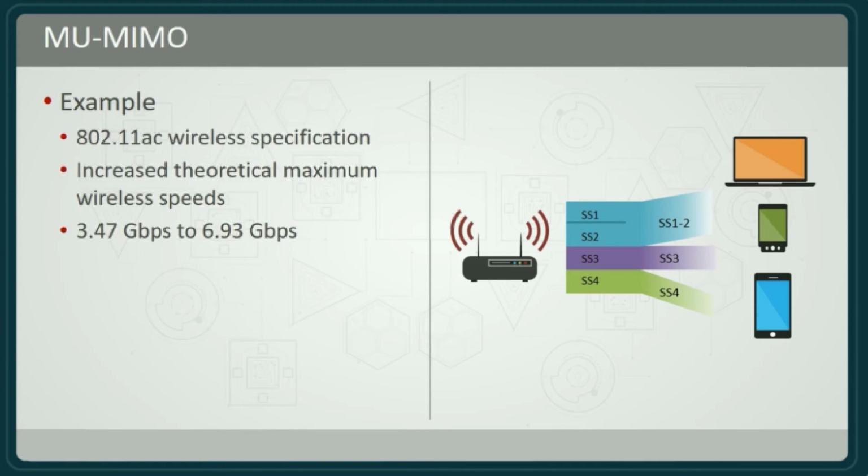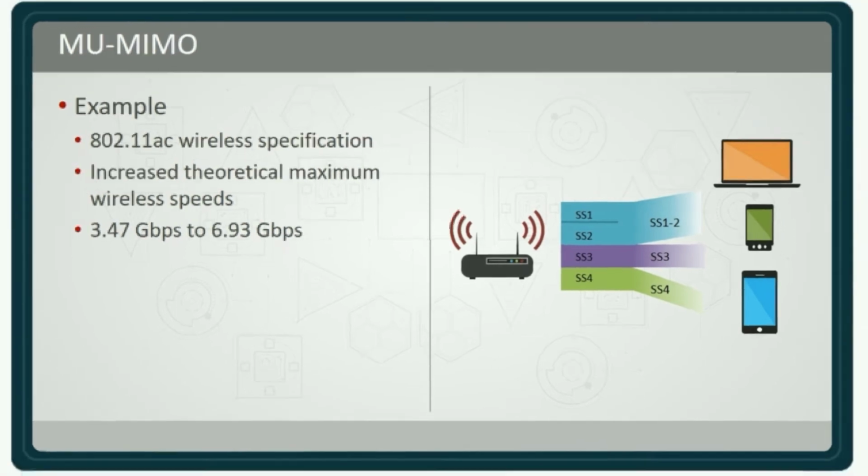For example, in 802.11 AC, the increased theoretical maximum speed is anywhere from 3.47 gigabits per second up to 6.93. Now, you probably won't see those in practical implementations. Those are laboratory tests, if you will, where everything is perfect. But clearly, with this multi-user capability and the ability to have these simultaneous conversations, if you will, the overall throughput can be dramatically increased.